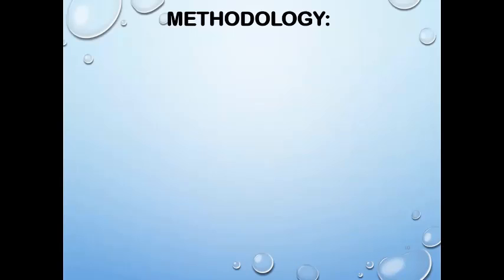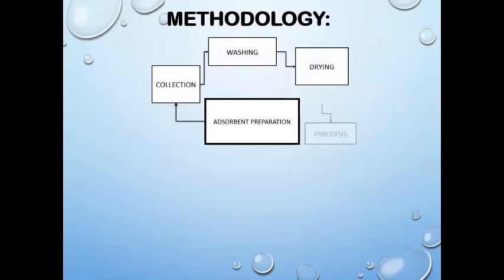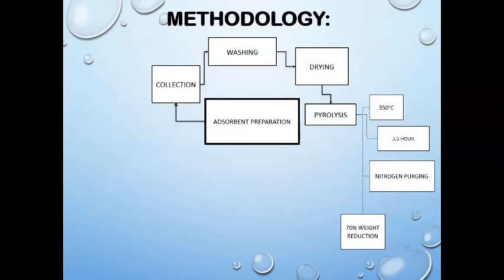Now coming towards my methodology. I have divided my methodology into three parts. First was the adsorbent preparation. For adsorbent preparation, I used neem seed to prepare neem seed biochar and activate it. I collected neem seeds, washed them, dried them, and then pyrolysis. Pyrolysis is basically a burning process that converts the material into charcoal form. For that, I used an oven at a temperature of 350 degrees Celsius, and it took almost 3.5 hours, which is slow pyrolysis.